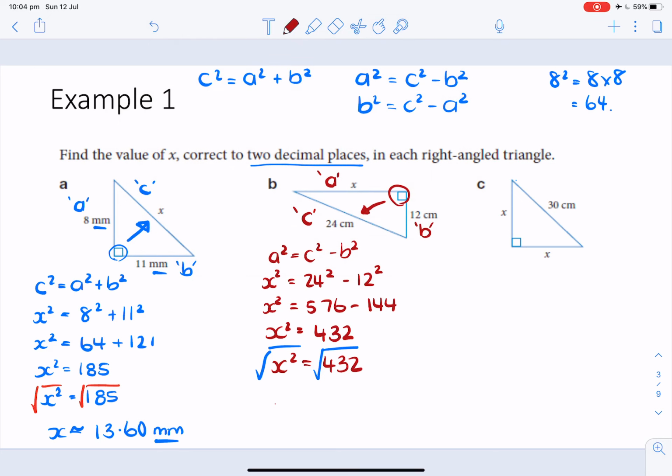And our x value, remembering that we're going to 2 decimal places, is 20.78. Now the unit that I'm using this time is centimetres, so I need to put my solution in centimetres. Double checking again, I have the longest side being 24 centimetres, and I know that my A value needs to be smaller than that. And I've got 20.78. Yep, smaller than 24, on the right track there.